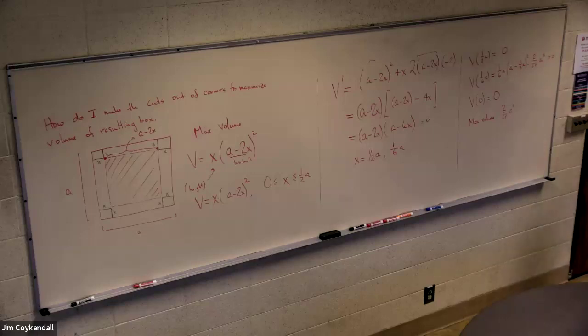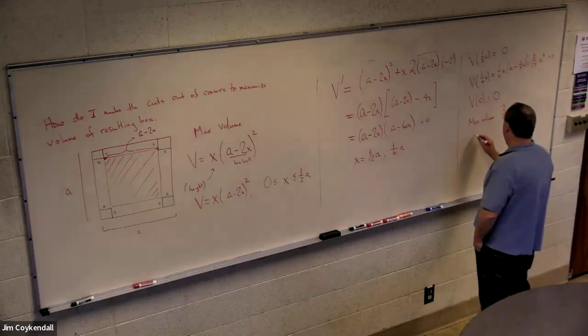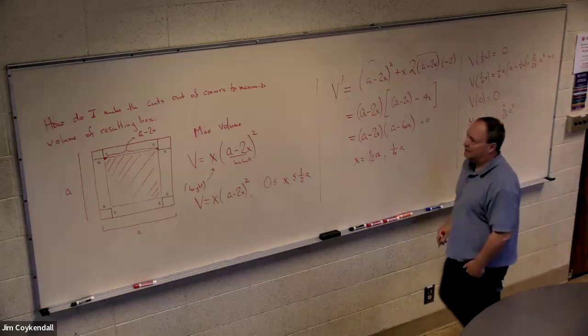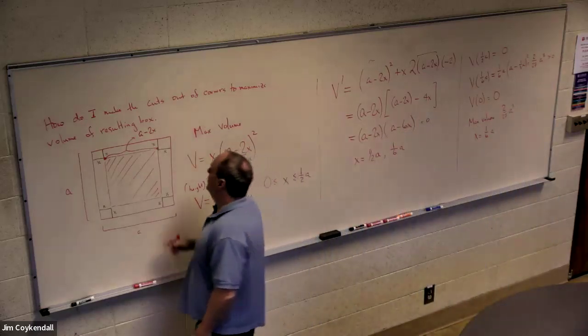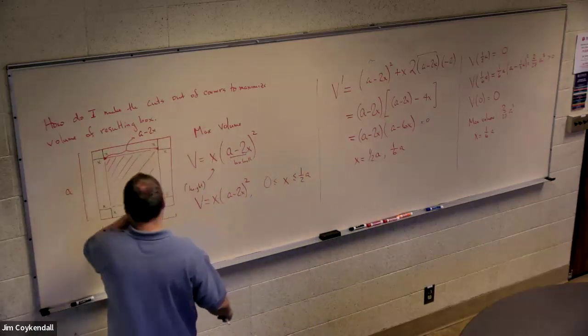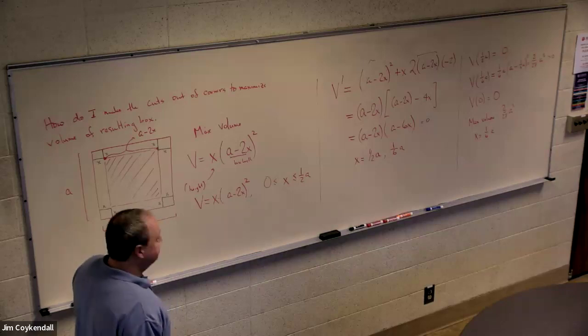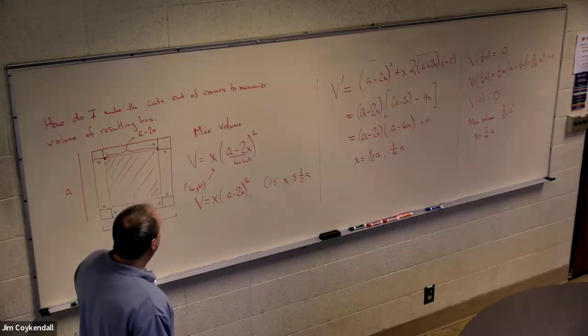Right. And your X should be 1/6 of A. So in other words, you go a sixth here and a sixth here, and that'll be where you maximize your profit. Okay, any questions?